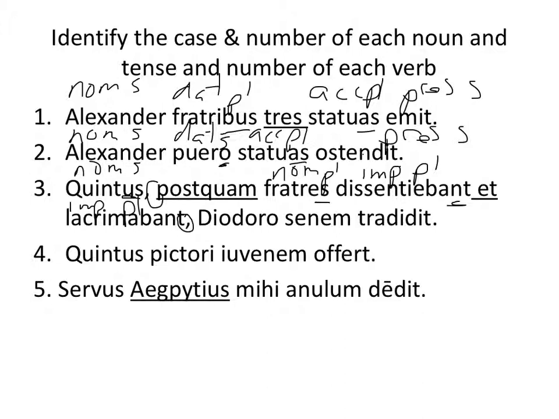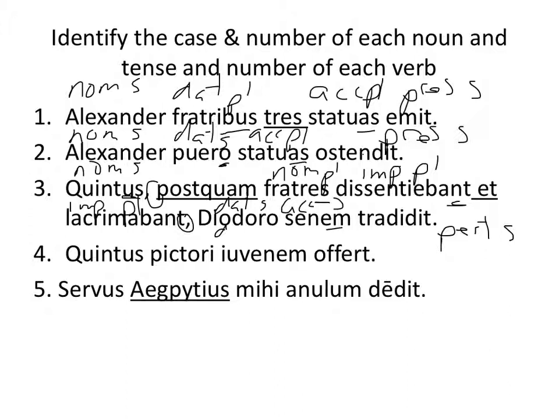That ends that little thing. So inside of the commas was something different. And now we have Diodora with that O ending. It's going to be dative singular. And old man, it's going to be accusative singular. And then tradidit is going to be perfect singular.